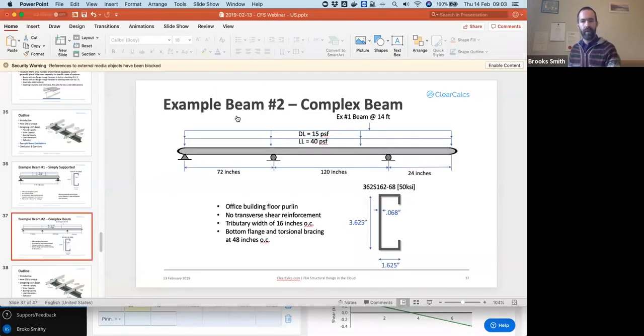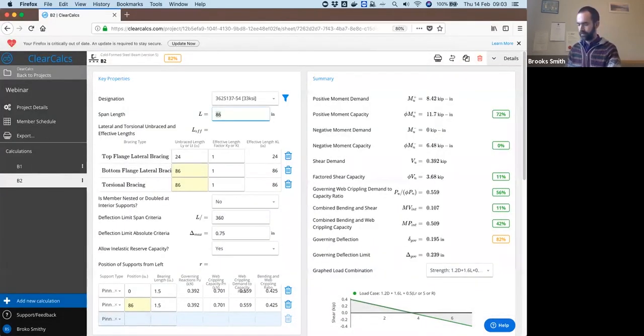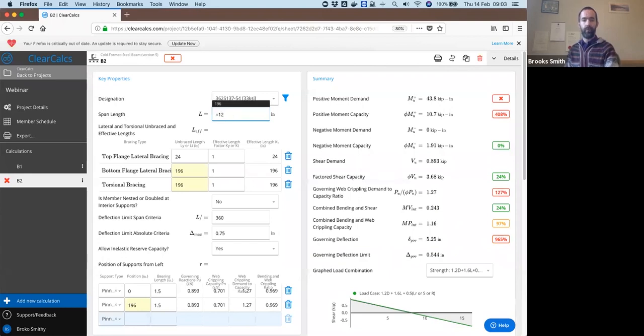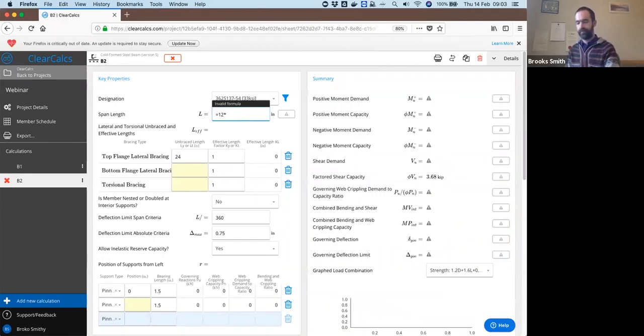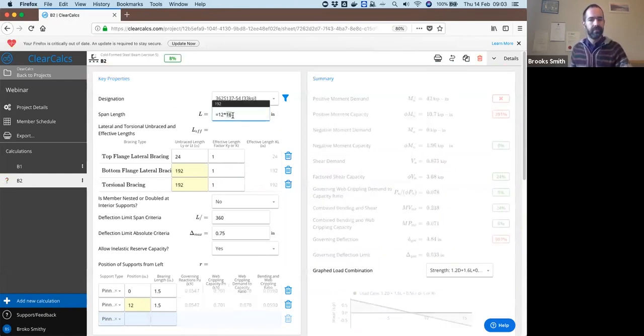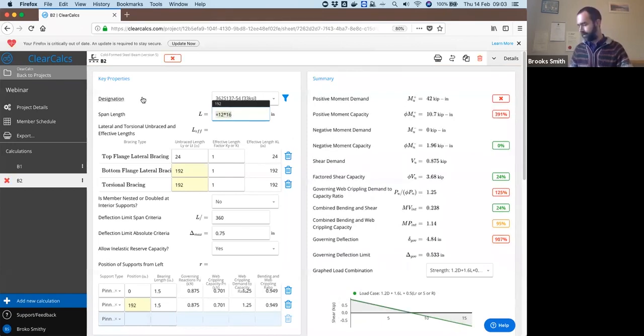The overall length of my beam is 196 inches. Alternatively, you can also enter that in using formulae. So it equals 12 times 16. Sorry, 196 is my length, not 192.